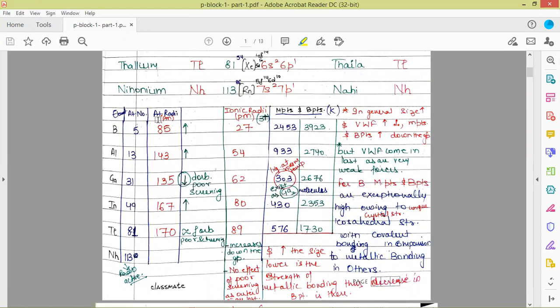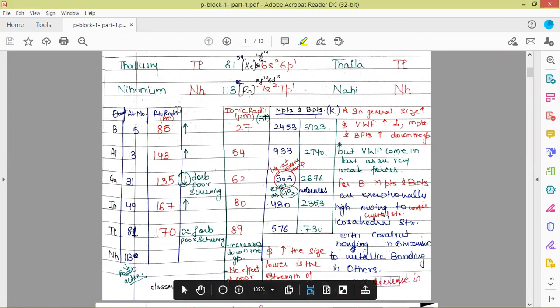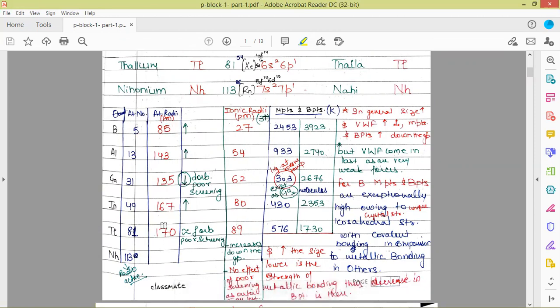So now let us discuss the properties of the group 13 elements. Firstly, these are the atomic radii which I have written here. The units are picometer. As we can see, as we move down the group, there is an introduction of a new shell, so atomic radii increase down the group. But for gallium, there is a decrease in the atomic radii, and for thallium, not much increase is there. The atomic radii for indium and thallium are very comparable: 167 picometer for indium and 170 picometer for thallium.